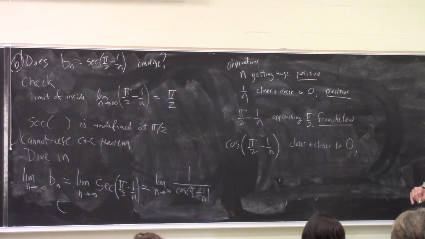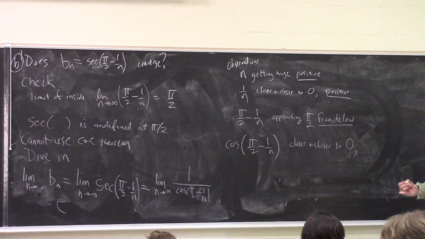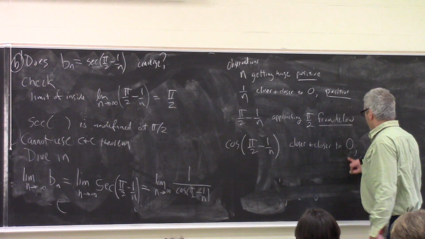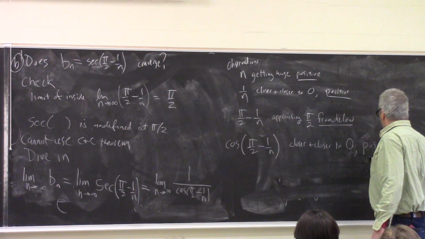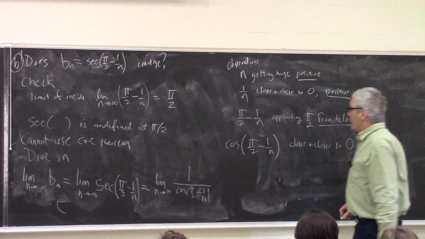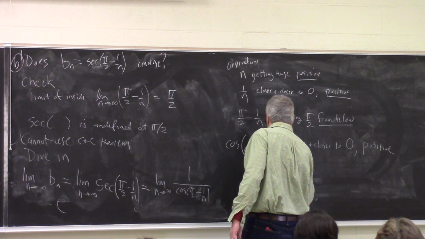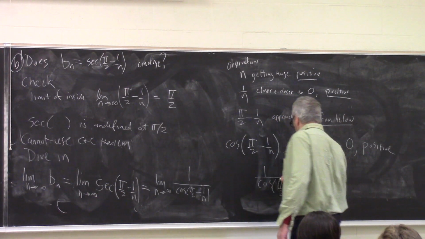Negative? Who else wants to guess? Getting very small and positive. It's got to be. Annika gets the points for that because she made the wrong answer. But so, what is 1 over cosine of pi over 2 minus 1 over n doing?